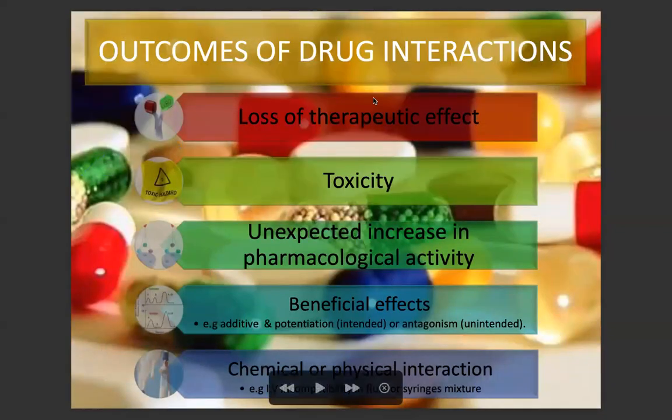So what are the possible outcomes of drug interactions? First, we have loss of therapeutic effect, toxicity, unexpected increase in pharmacological activity, beneficial effects such as additive and potentiation or antagonism, and then chemical or physical interaction.